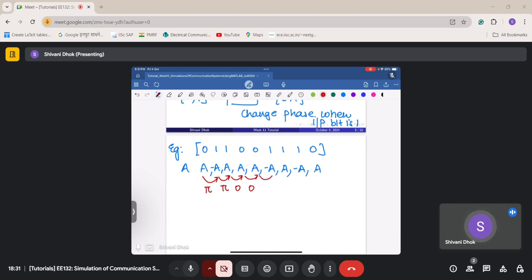Then I have 0 to 1, so again a phase shift, then again a phase shift as I have a 1, then again a phase shift as I have a 1, and this will be minus. Again it is a 0, so no phase shift, it will remain as it is. So this indicates change of phase.